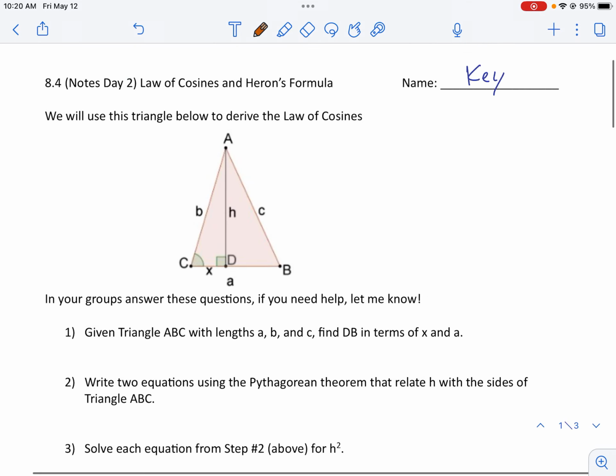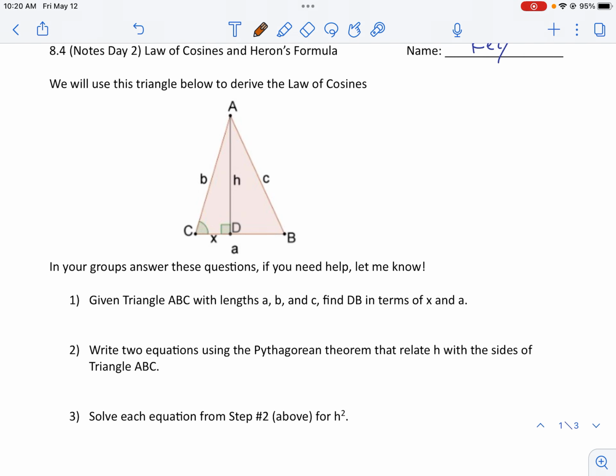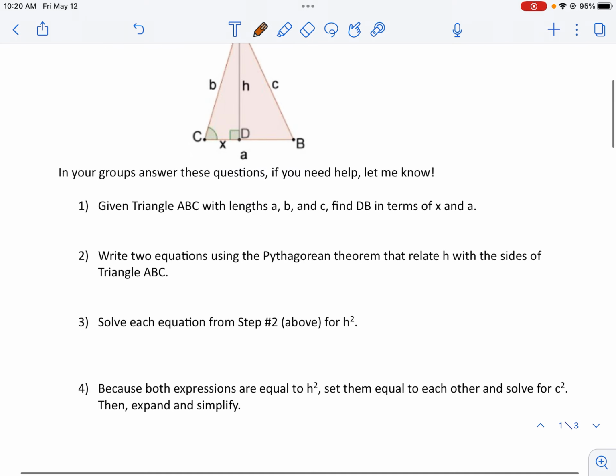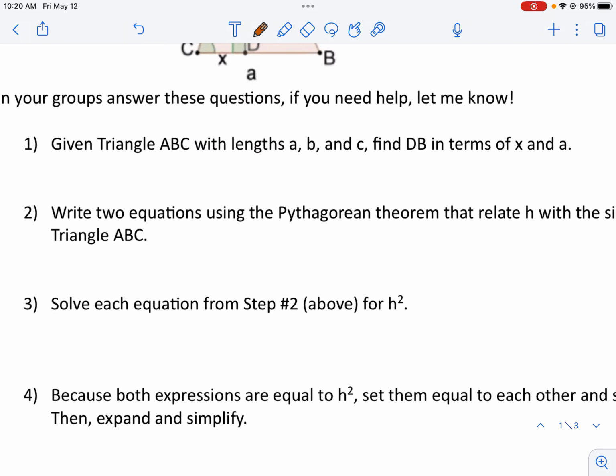Okay, so today we're going to look at law of cosines. Yesterday we looked at law of sines, and this is kind of a continuation of it because we're trying to figure out different parts of a triangle now. So this first part, we're just going to try to derive the law of cosines.